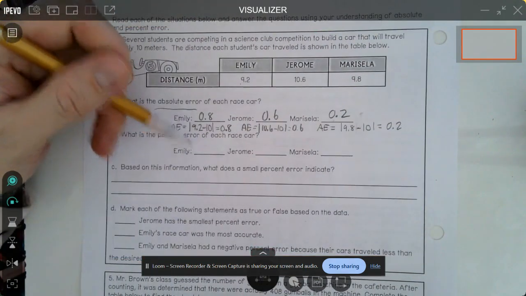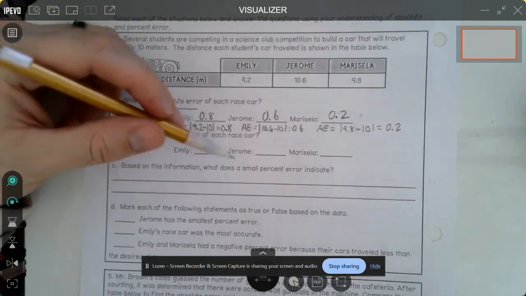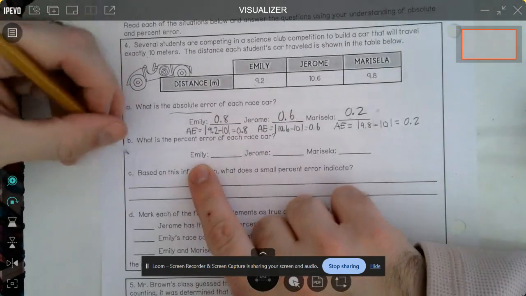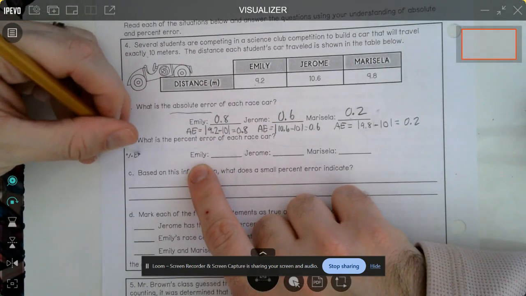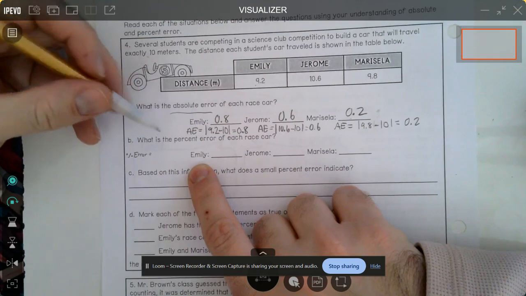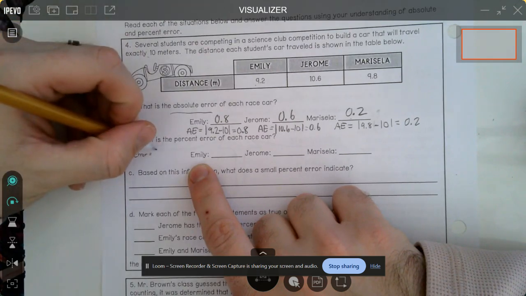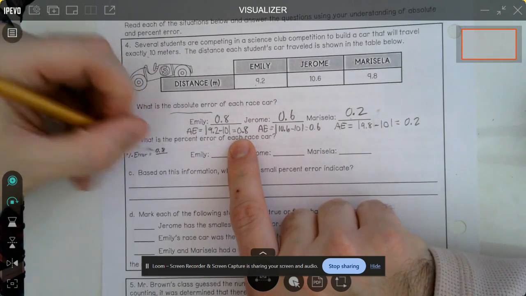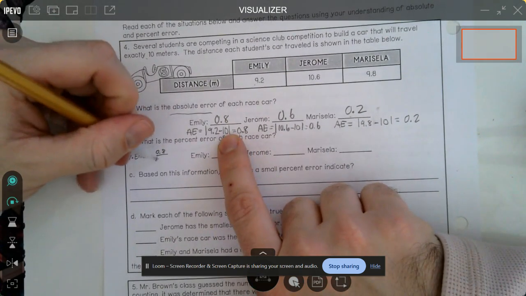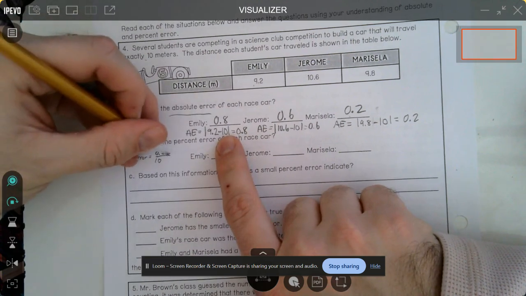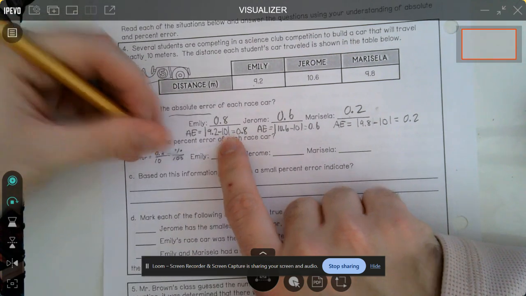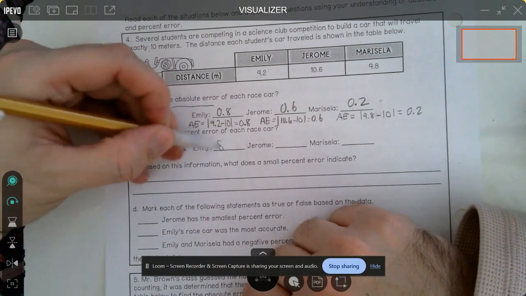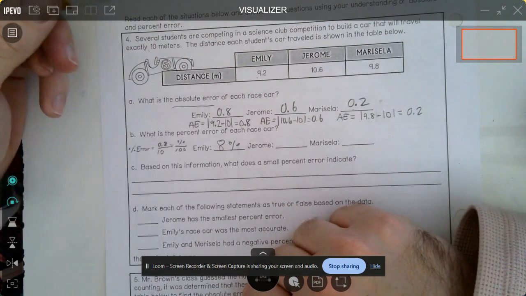Now, we need to find the percent error for each of these: Emily, Jerome, and Maricela. I'm going to do Emily with you, and then you do Jerome and Maricela. For Emily, percent error equals your AE value, which was 0.8, divided by your exact value, which is 10, or the expected amount, equals percent over 100. So go ahead and find that. When you cross multiply and divide, you get 8% for Emily.